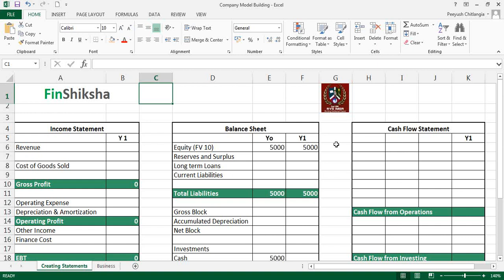Primarily, the balance sheet is impacted on both sides, or there is a rearrangement of line items within one side of the balance sheet, right? So let's understand the case first.